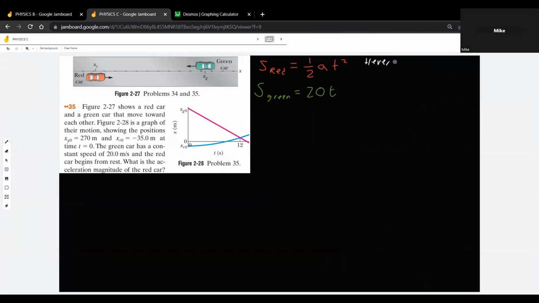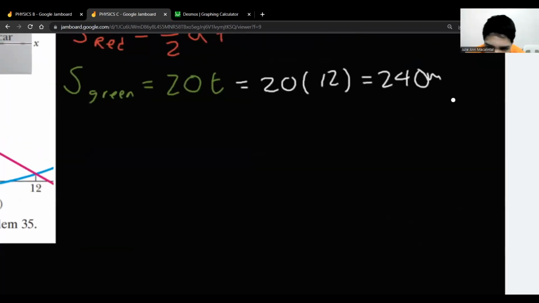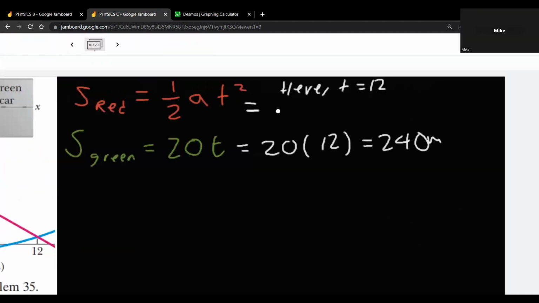Teka, ano yung t equals 12? Teka, check ko yung kung may figure 2-27. So, red car, green car. 240 meters from starting. And the green car is at a constant speed of 20 meters per second. Okay, sige.